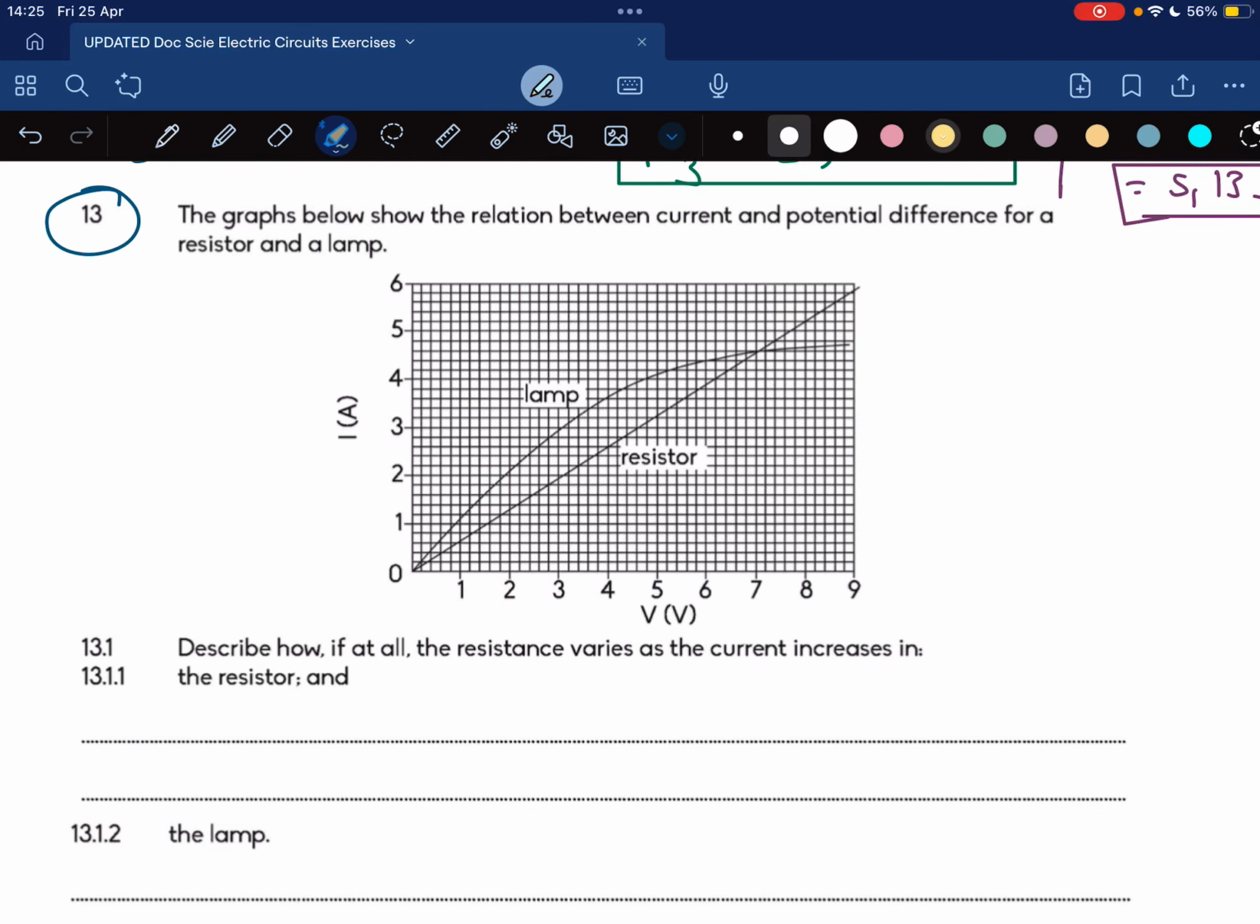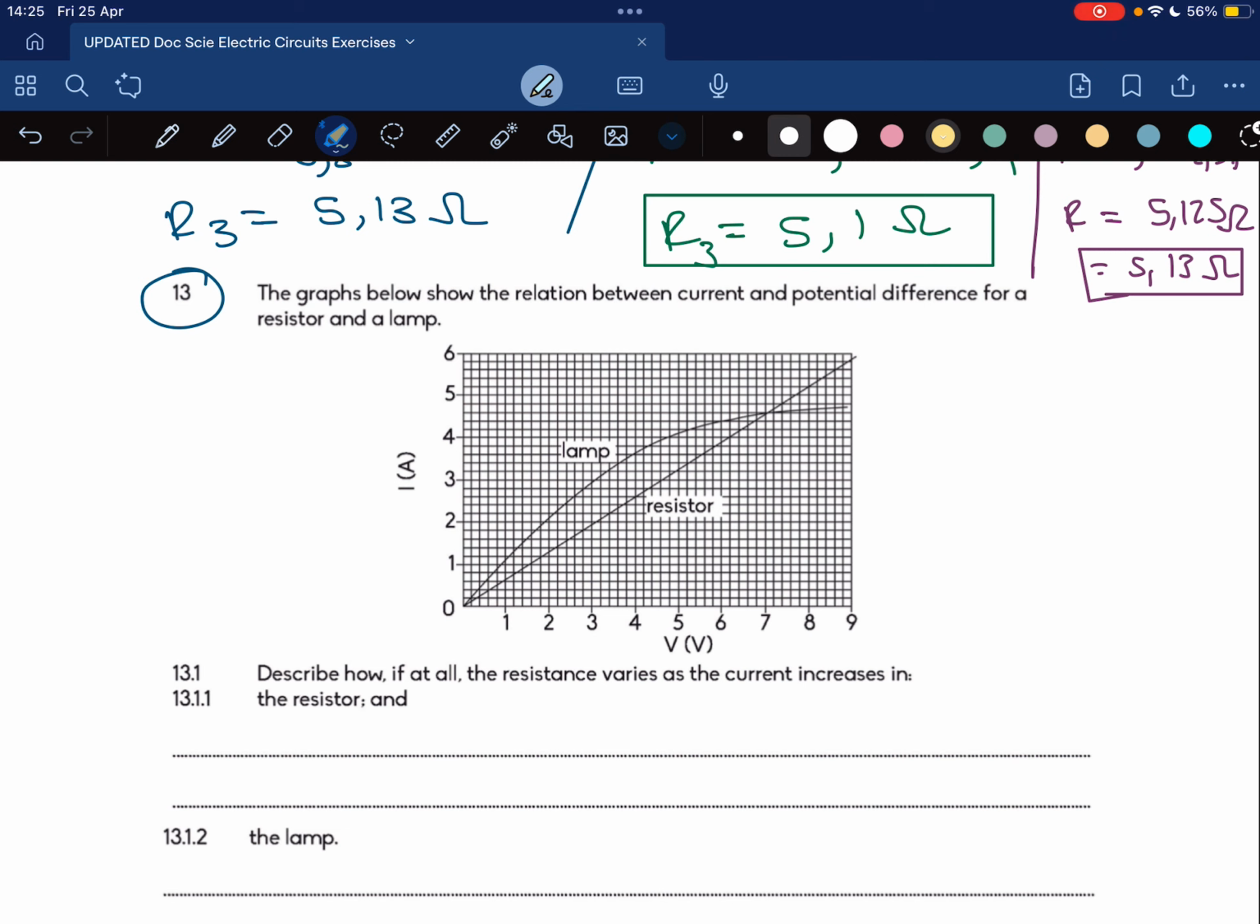I hope that the circuits section is making sense and that you are getting to terms with understanding how to calculate all the different things. I'm going to start off by just going over the corrections for question 13 and 14, and then we'll start on the new topic for today.